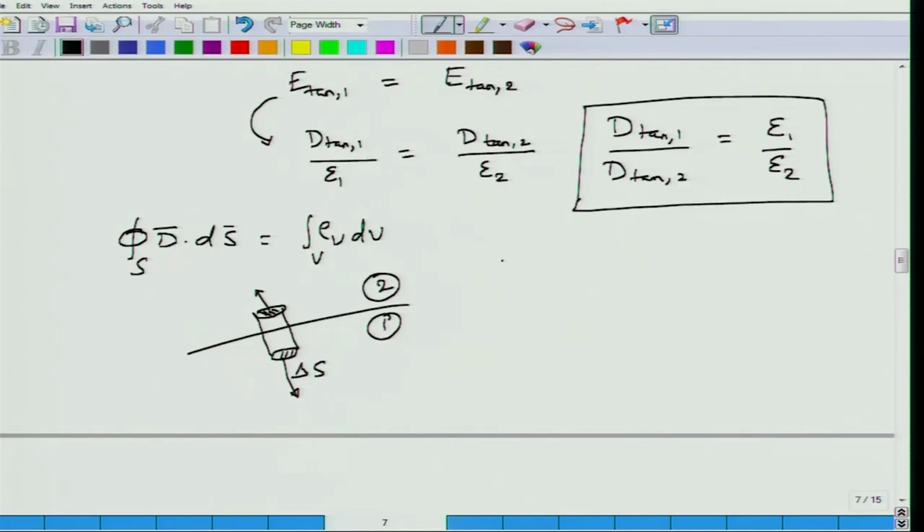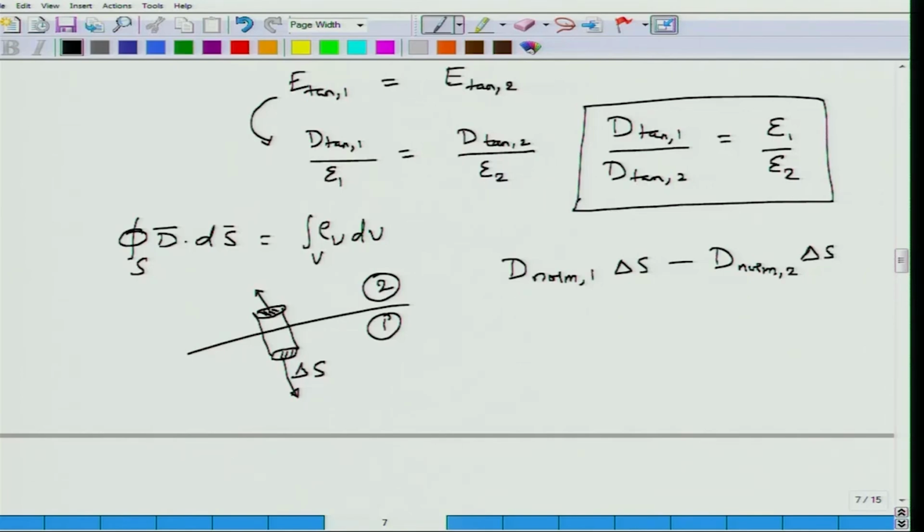If I write down the left hand side, what I get is D normal 1 into delta S minus D normal 2 into delta S, right? This minus sign indicates that delta S, the normals to the top and bottom surfaces, are in opposite directions. Which one is minus and which one is plus is not really important; it is important that these two are opposite in nature.